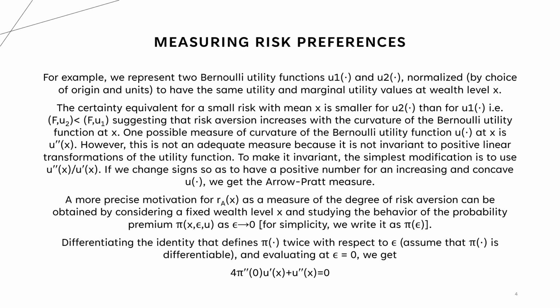Okay, so in this slide, to explore why we need the Arrow-Pratt measure, we start by comparing two utility functions. One is risk averse and the other is less risk averse. For example, if someone is presented with a small risk, the person with a higher risk aversion will demand more compensation to take on that risk. This explains why the certainty equivalent of a small risk differs for individuals with different utility functions. So this slide also highlights that the Arrow-Pratt coefficient is useful because it remains unchanged even when we apply linear transformations to the utility function. This makes it a stable measure for risk aversion.